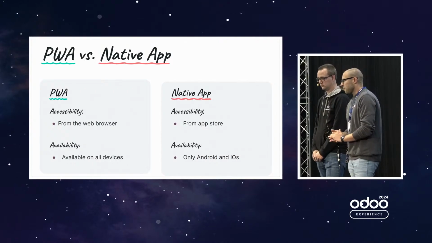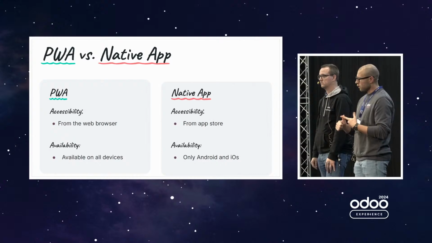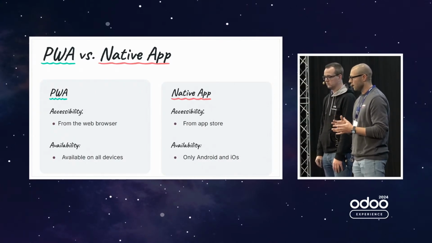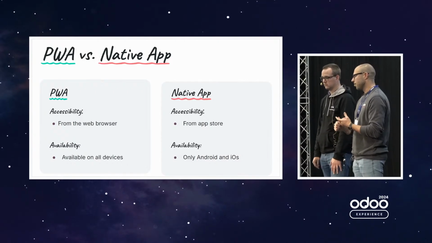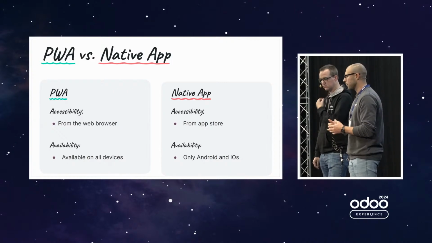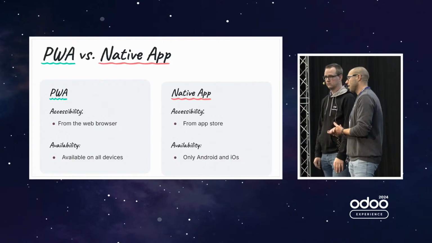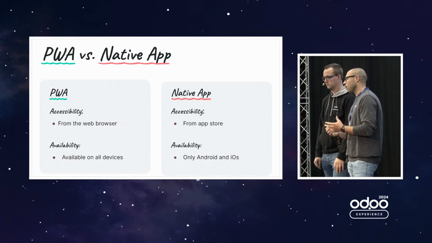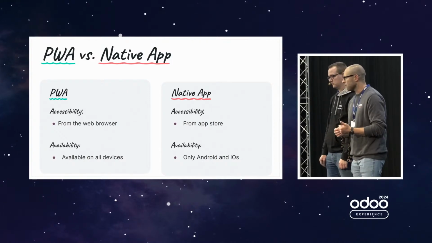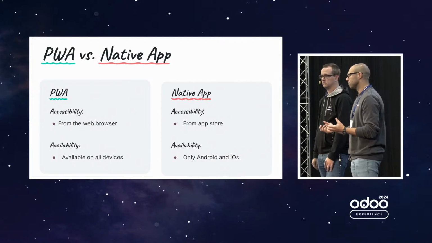Then the availability. Web applications are available on all devices, meaning Windows, Linux, iOS, or Android. For this reason, they are cheaper and faster to develop, because one application can run across all platforms with minimal adjustments. On the other hand, native applications are available only on Android and iOS. They are more expensive and time-consuming to develop because you will need one application per platform.